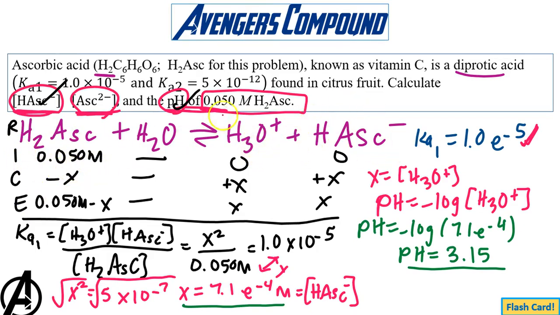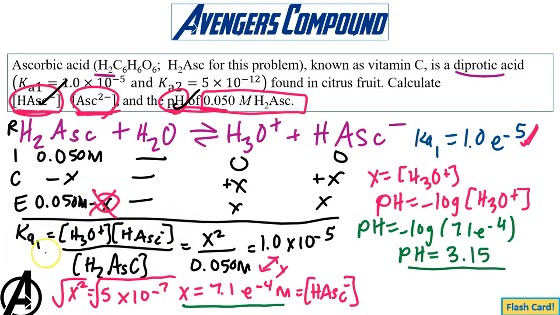Now my initial amount that they gave me is 0.050 molar. We know water we can ignore. 0 for all of our products, and then we know our values for equilibrium are X and X for our products here. For our reactant, it's 0.050 molar minus X. Now our Ka value is times 10 to the negative 5, so we can effectively make an assumption here.